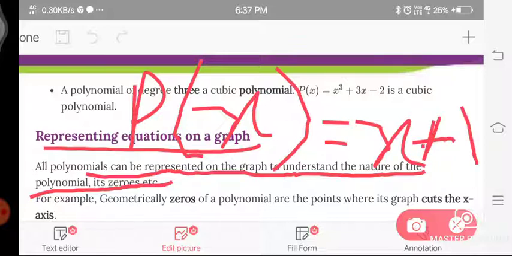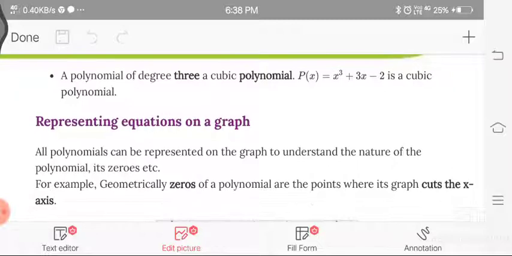So this particular polynomial is represented on a graph. To understand its nature, we can represent it on the graph. For example, the geometrical zeros of a polynomial are the points where its graph cuts the x-axis. So there is an example where the geometrical zeros of a polynomial are the points where its graph cuts the x-axis.